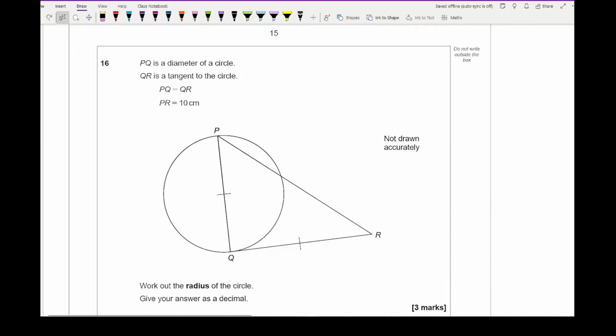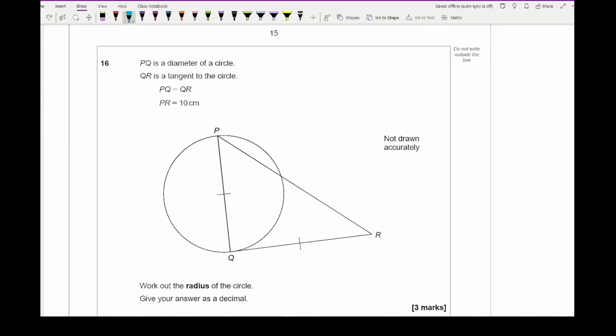Now moving on to question 16, it says PQ is the diameter of a circle, QR is a tangent to the circle, PQ is equal to QR, and PR is equal to 10 centimeters. And the question is asking us to work out the radius of the circle, giving our answer as a decimal. So from this, hopefully you can spot that we've got angles, we've got circles, so it's therefore going to be using circle theorems.